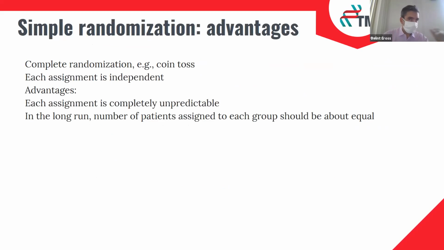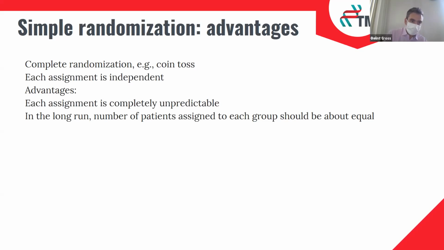Advantages. Simple randomization, like the toss of a coin, is a way to simply randomize a sample. It's a type of complete randomization. Each assignment is independent. So when I toss the coin on the second occasion, the result of that randomization is completely independent of the previous one. Each assignment is completely unpredictable, and in the long run, the number of patients assigned to each group should be about equal.